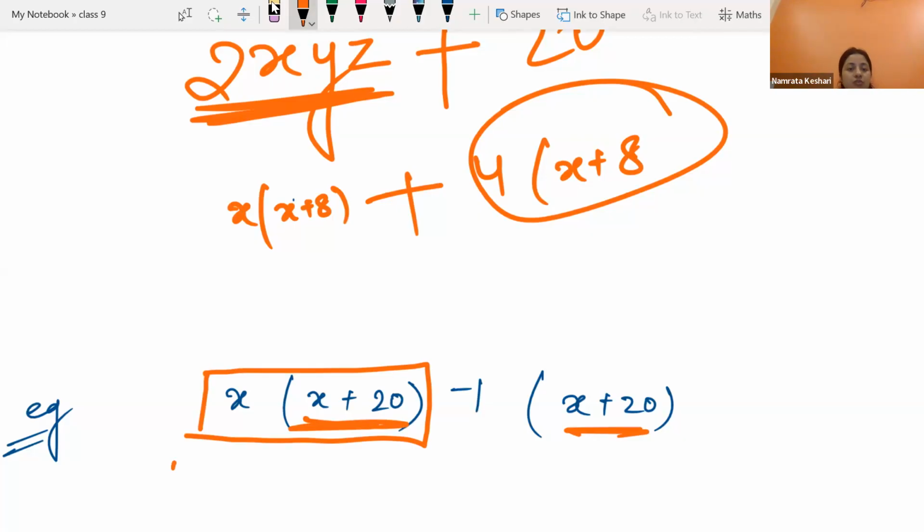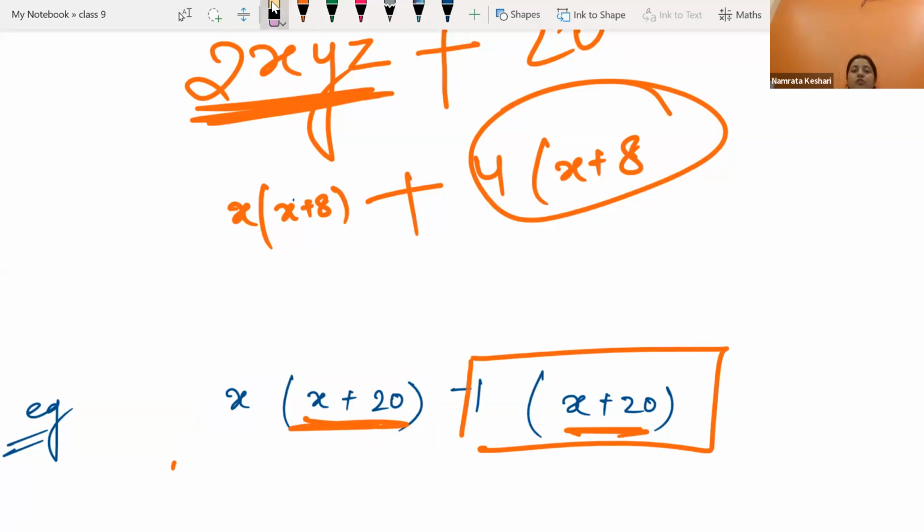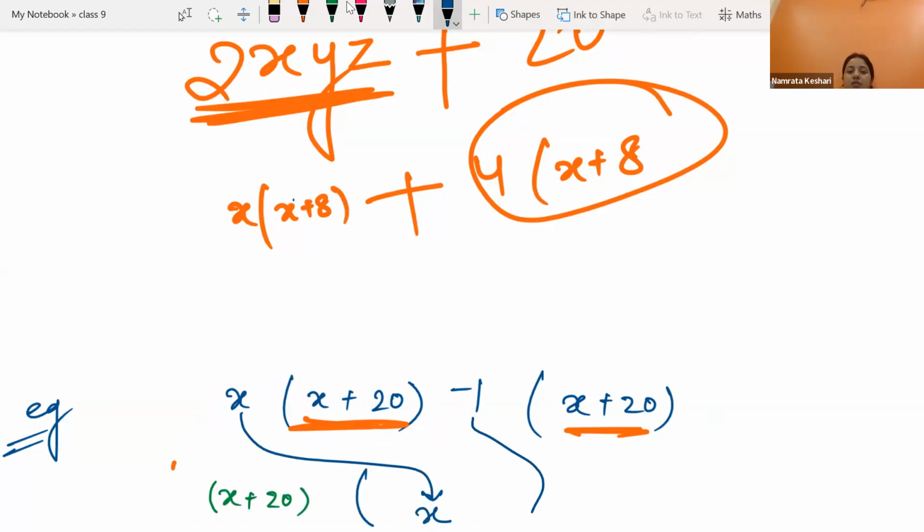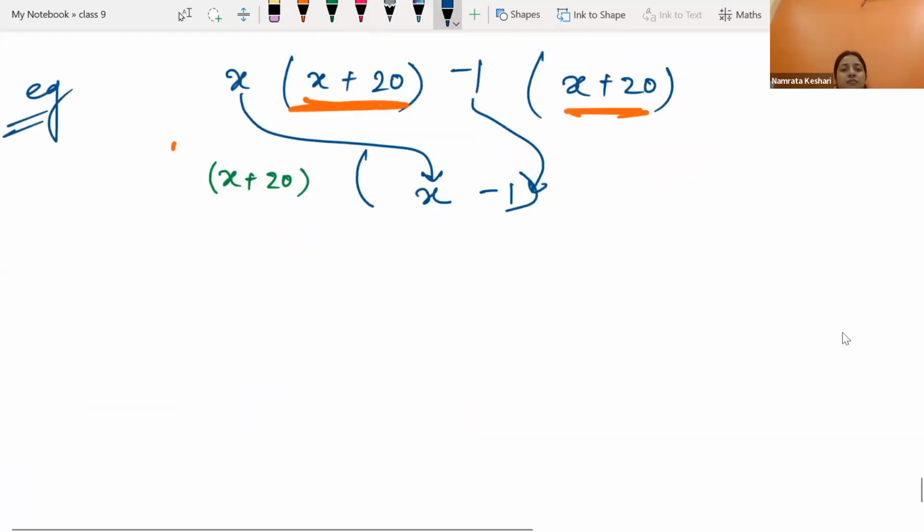One of the terms is one box, another term is another box. Clear? Yes, ma'am. So two terms we are having. In these two terms, if I ask you what is common, Chris, can you see clearly? The bracket is common, right? Yes. X plus 20 is common. And what is remaining? In the first part, only x is alone, and in the second part, minus 1 is alone. And we are done. Is it clear? Yes, ma'am.